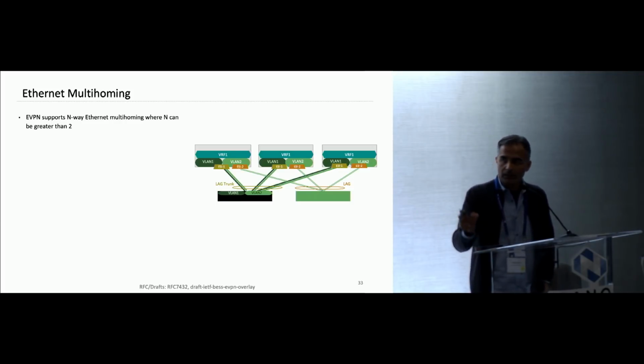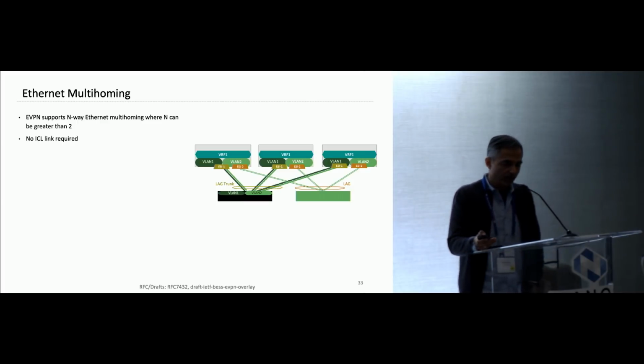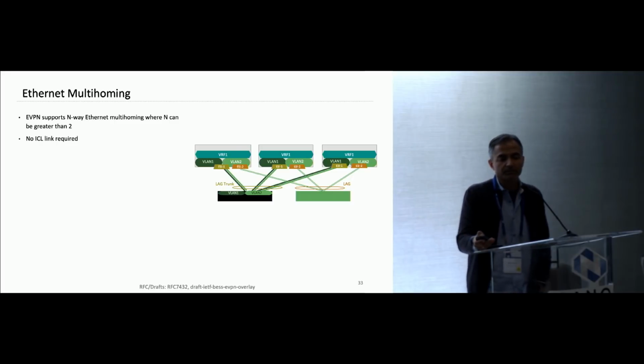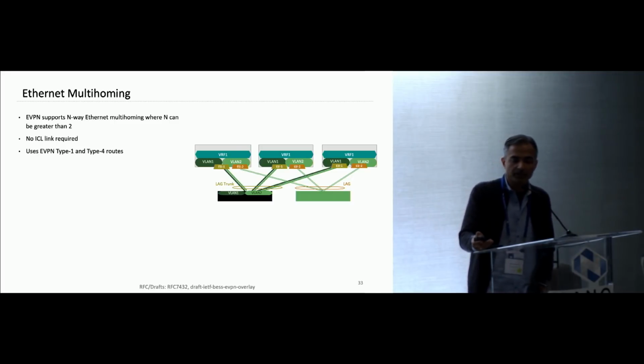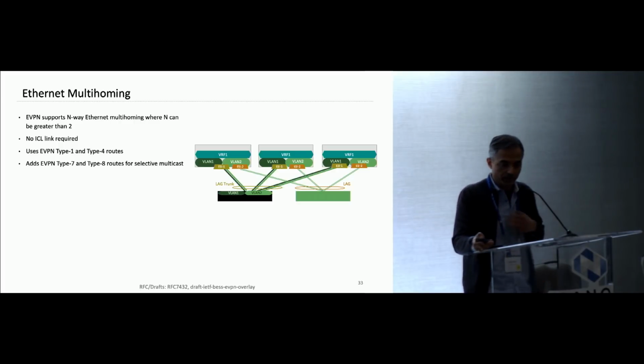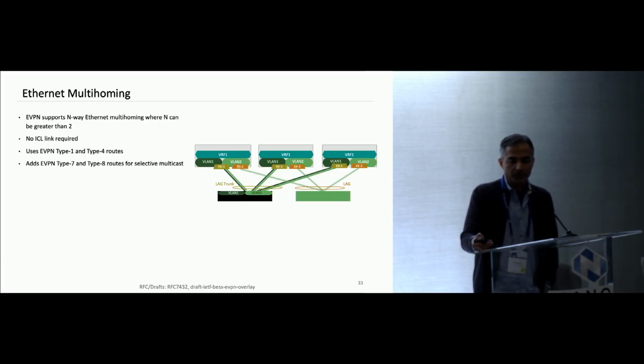But, and we'll cover an interesting example for how we can use this N-way multi-homing in a few slides. There's no ICL link required, as with MC-LAG. We use here type 1 and type 4 routes. And when you introduce selective multicast, which we'll talk about a little later in our tutorial, you have to add the type 6 and 7 routes as well.